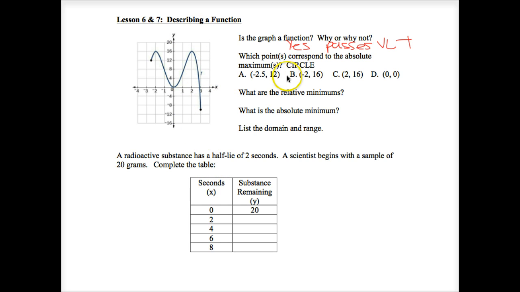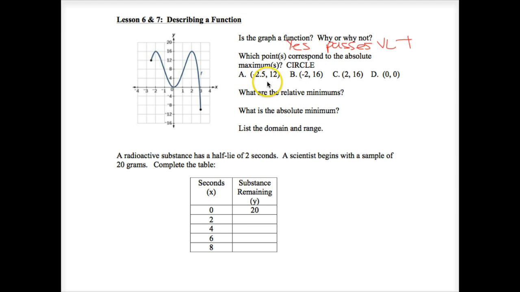Which points correspond to absolute maximums? So again, remember your definitions. Absolute max is, first of all, if it asked you to list it, you would only list the y coordinate. Here, it's not saying which points are absolute maxes. It says which points correspond to. So be careful with your wording.